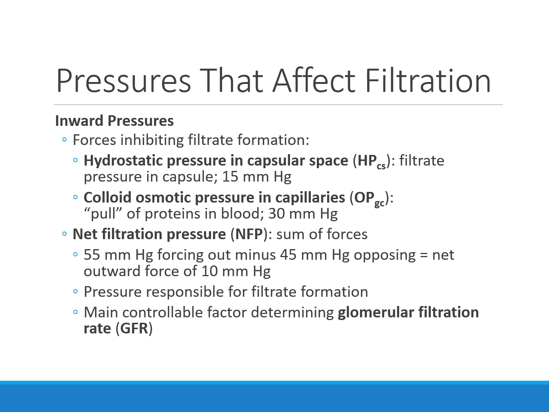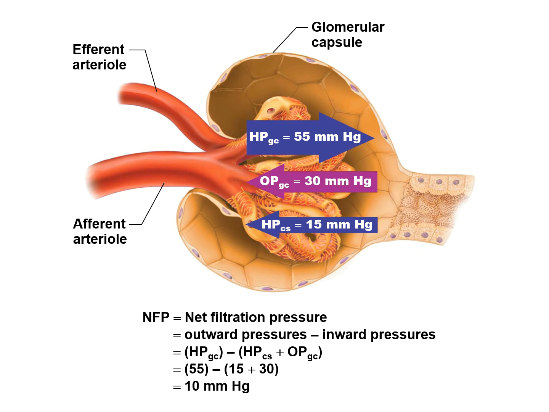So we had 55 millimeters of mercury that were pushing out, minus 45 millimeters of mercury that were opposing that, which led to a net outward force of about 10 millimeters of mercury, which is the pressure that's necessary for formation of filtrate to occur. So the main controllable factor determining this is what's called your GFR, or your glomerular filtration rate. So they're just showing you here what's pushing the water out and what's keeping the water from being pushed out. So the net filtration pressure ultimately, the pushing out beats out the pulling in, and so we basically end up with about 10 millimeters of mercury, which is what's pushing that out.